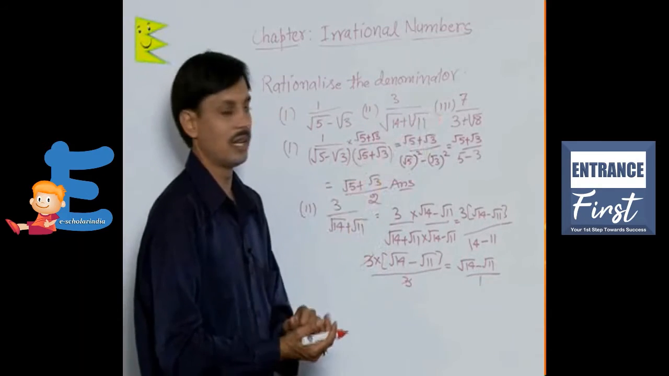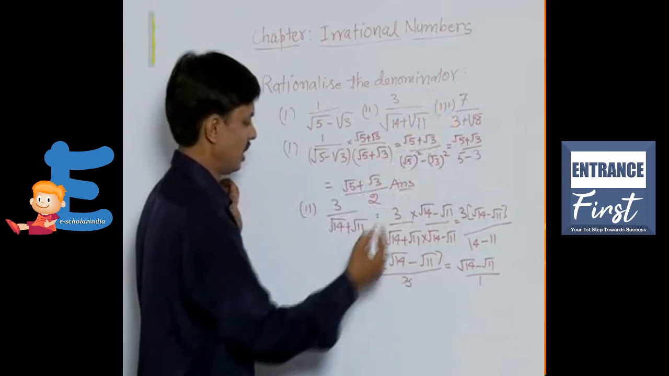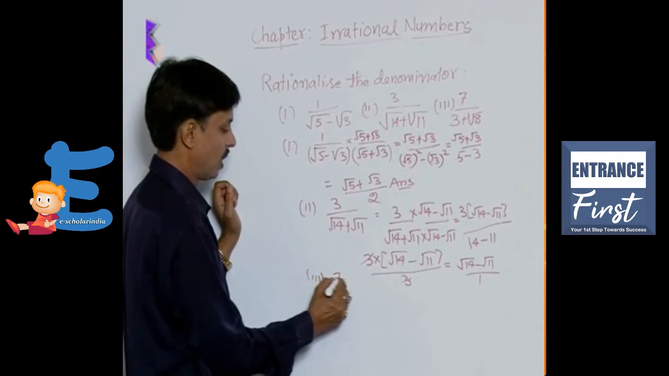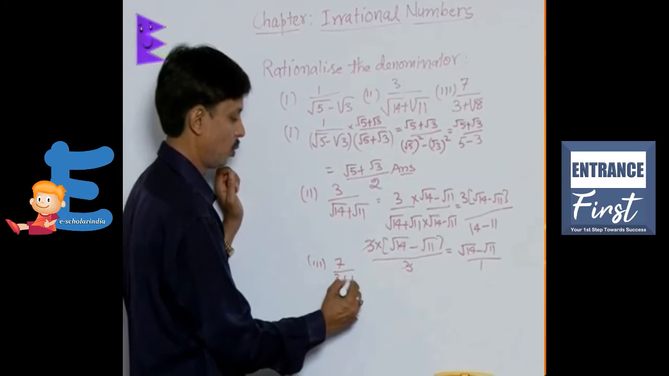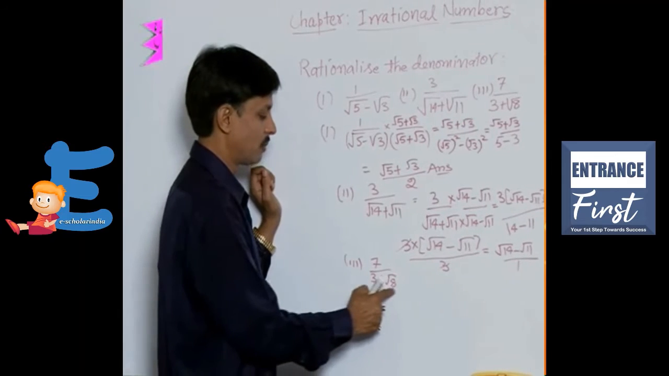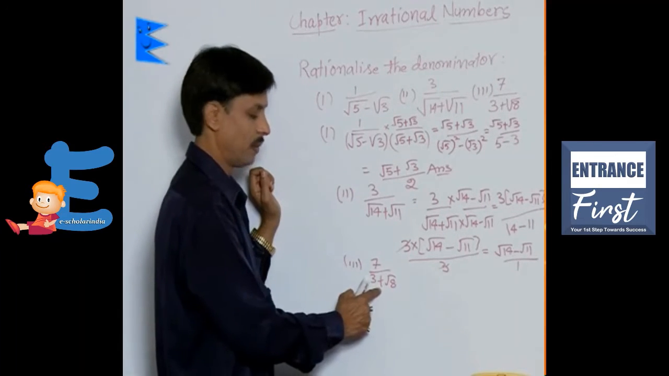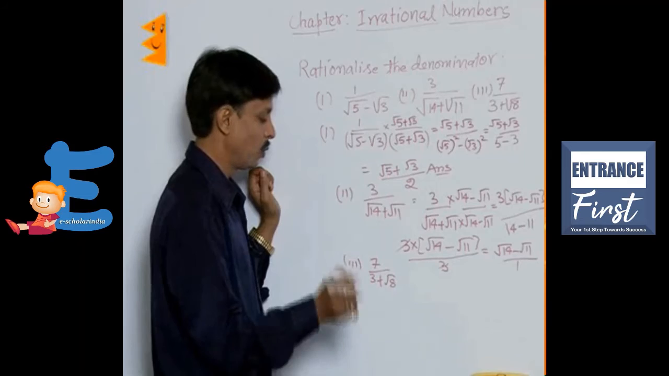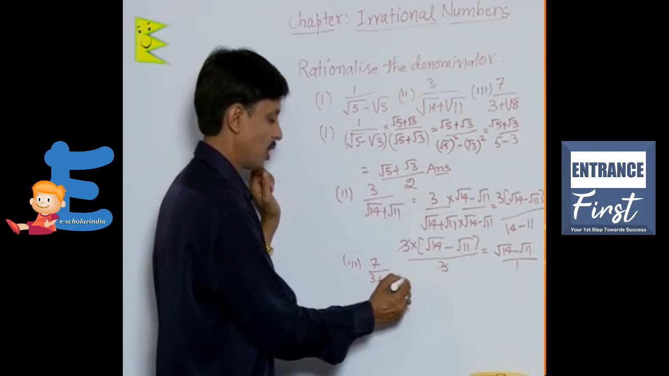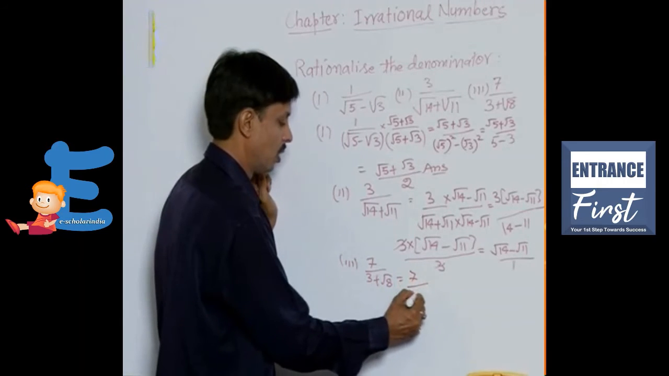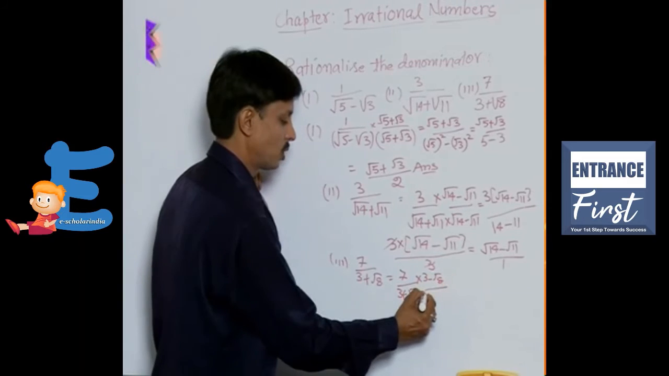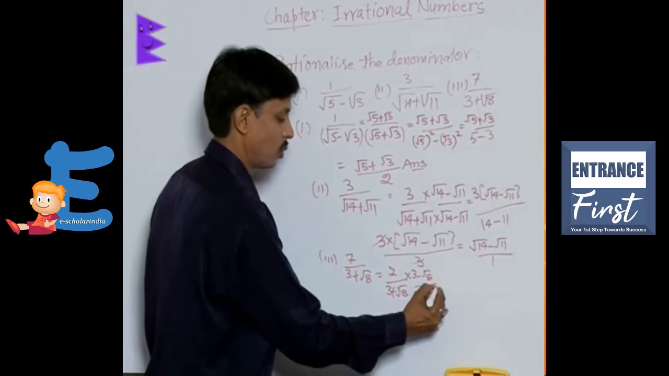Now I am taking the third example. This third part can be solved as 7 upon 3 plus root 8. Again very simple. Here the sign between the two terms of the binomial is positive. So what has to be the rationalizing factor with the sign negative? The conjugate. This becomes 7 upon 3 plus root 8 multiplied by 3 minus root 8 upon 3 minus root 8.